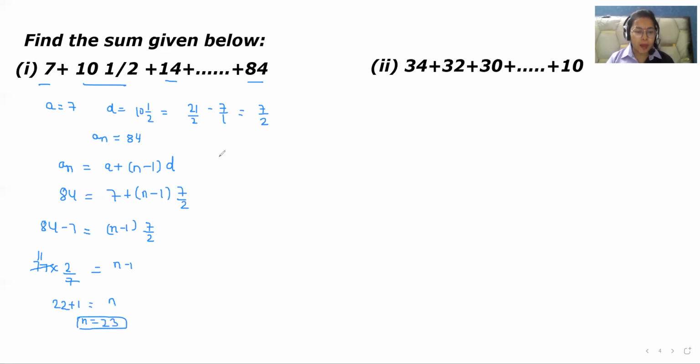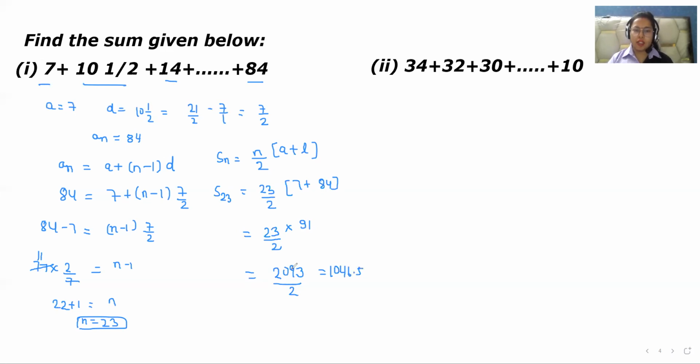So the value of n is 23. Now we have n, so we can apply this formula. Sn is equal to n by 2 times (a plus l). The number of terms is 23, so S23 is equal to 23 over 2. A is 7 and the last term L is 84. So 23 over 2 multiplied by 84 plus 7, which is 91. So 23 times 91 is 2093 over 2. And when you divide it, you get 1046.5. So this is the sum of our 23 terms.